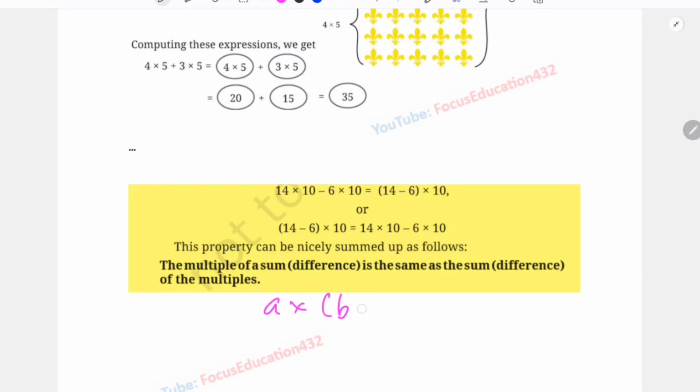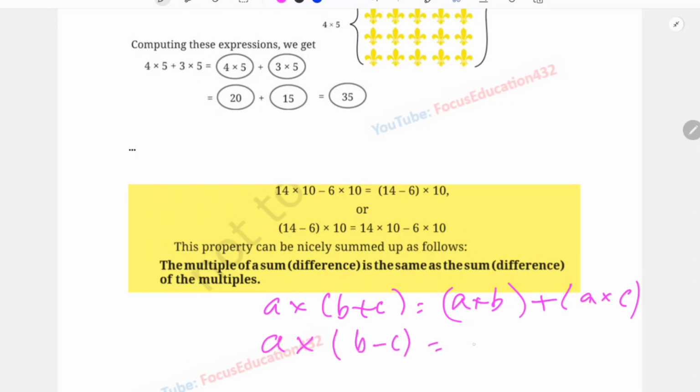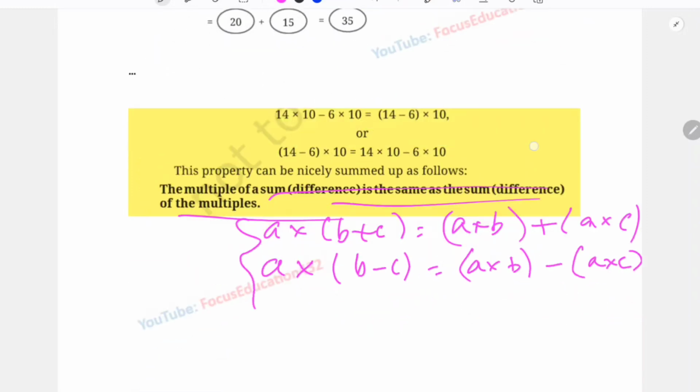A multiplied by (B plus C) is the same as A multiplied by B plus A multiplied by C. This is an example of addition. If you take a subtraction example, A multiplied by (B minus C) is the same as A multiplied by B minus A multiplied by C. These are very, very useful. So this is known as the distributive property. In general, it is given something like this.